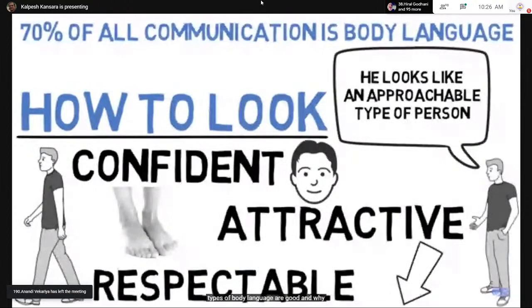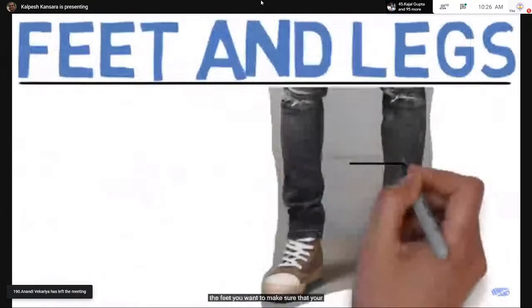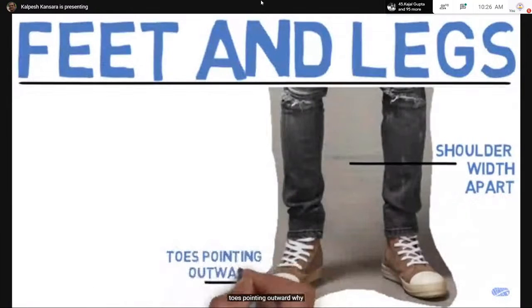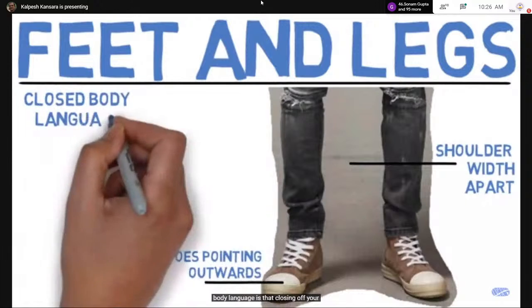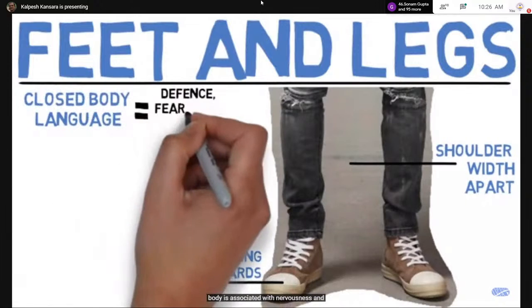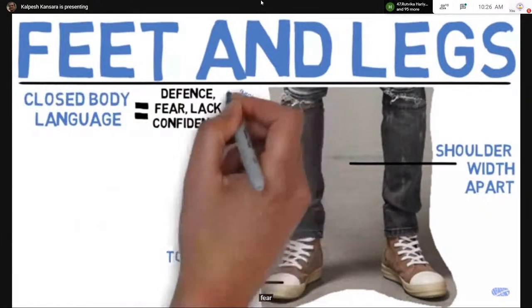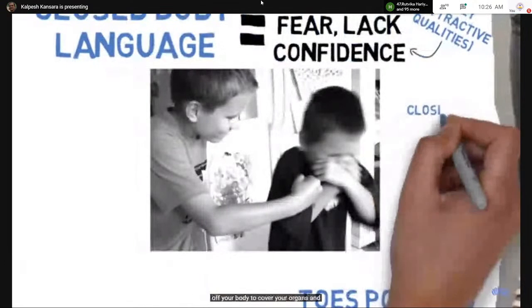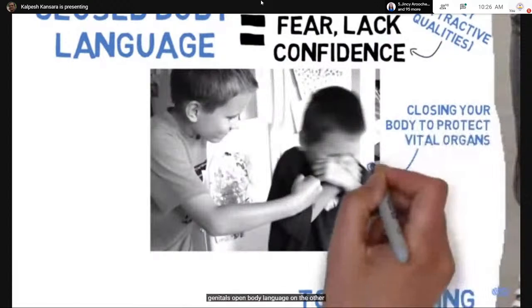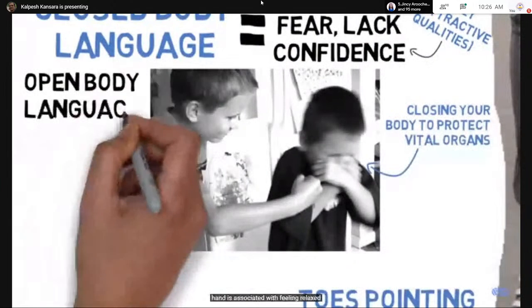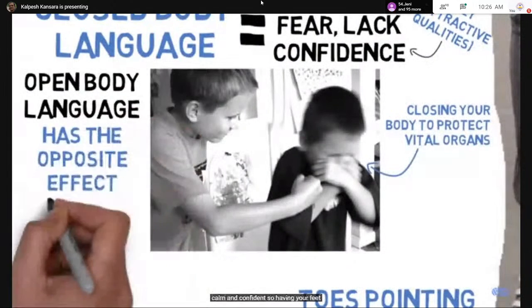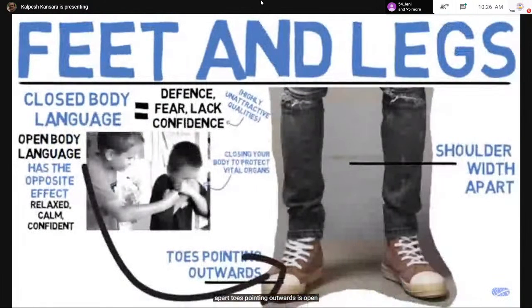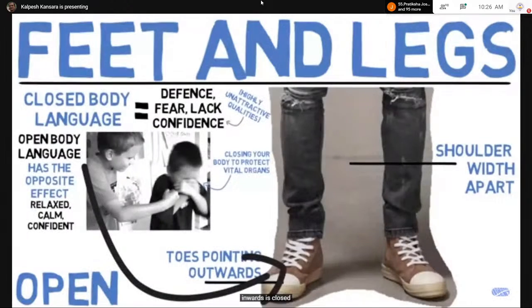So starting with the feet, you want to make sure that your feet are shoulder length apart with your toes pointing outward. Why? Well, the rule of thumb when it comes to body language is that closing off your body is associated with nervousness and fear. Hypothetically, if someone was about to hit you, your instinct would be to close off your body to cover your organs and genitals. Open body language, on the other hand, is associated with feeling relaxed, calm, and confident. So having your feet apart, toes pointing outwards is open, while having them together, pointing inwards, is closed.